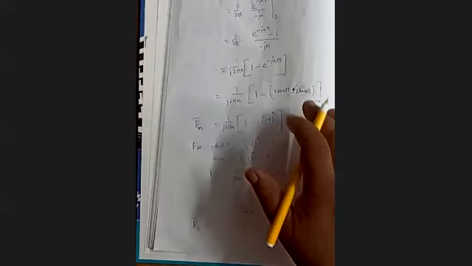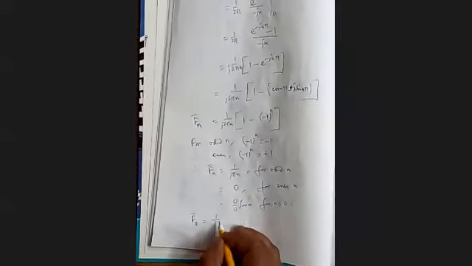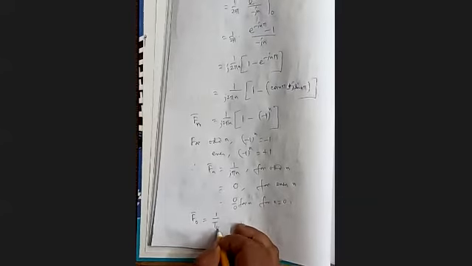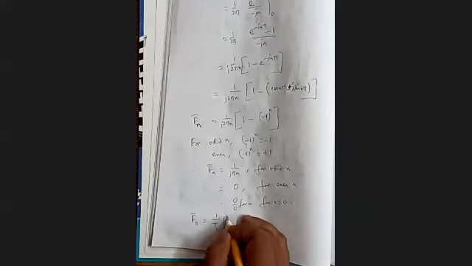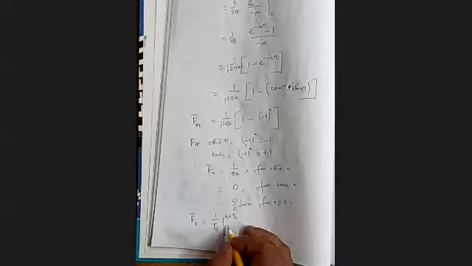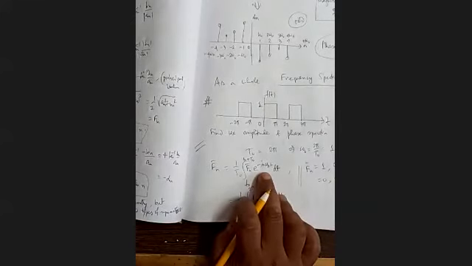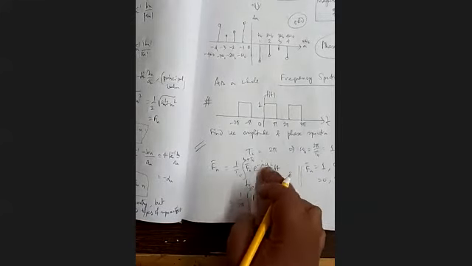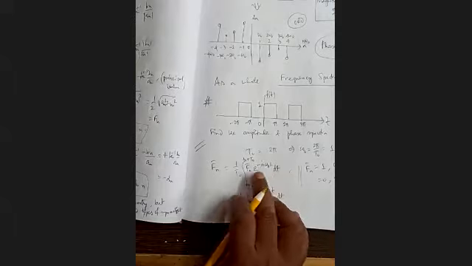So F0 is what? It is 1 by T0, integrated from t0 to t0 plus capital T0. You put n equal to 0 in the expression. N equal to 0 means e to the power 0, which is 1. So F0 is simply the integration of x(t).